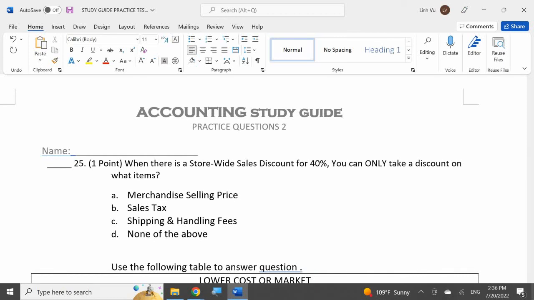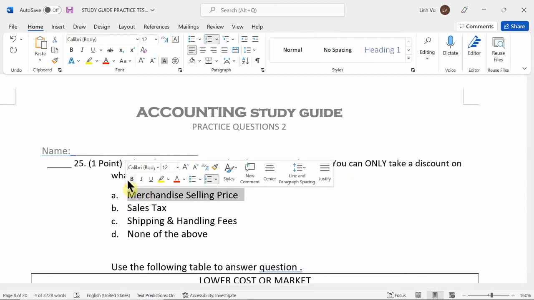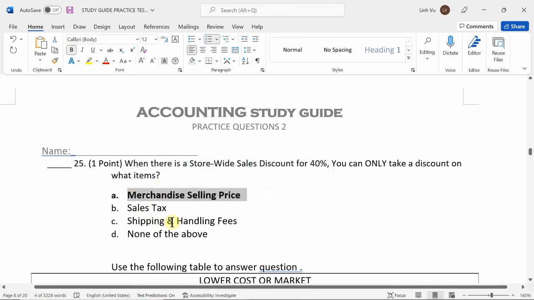So if you have a store-wide discount, what are the items that you can discount? A. You can only take a discount off of merchant selling price, okay? You can't discount sales tax, and you definitely cannot discount shipping and handling. The only discount that you can get for shipping and handling is free shipping and handling, right?